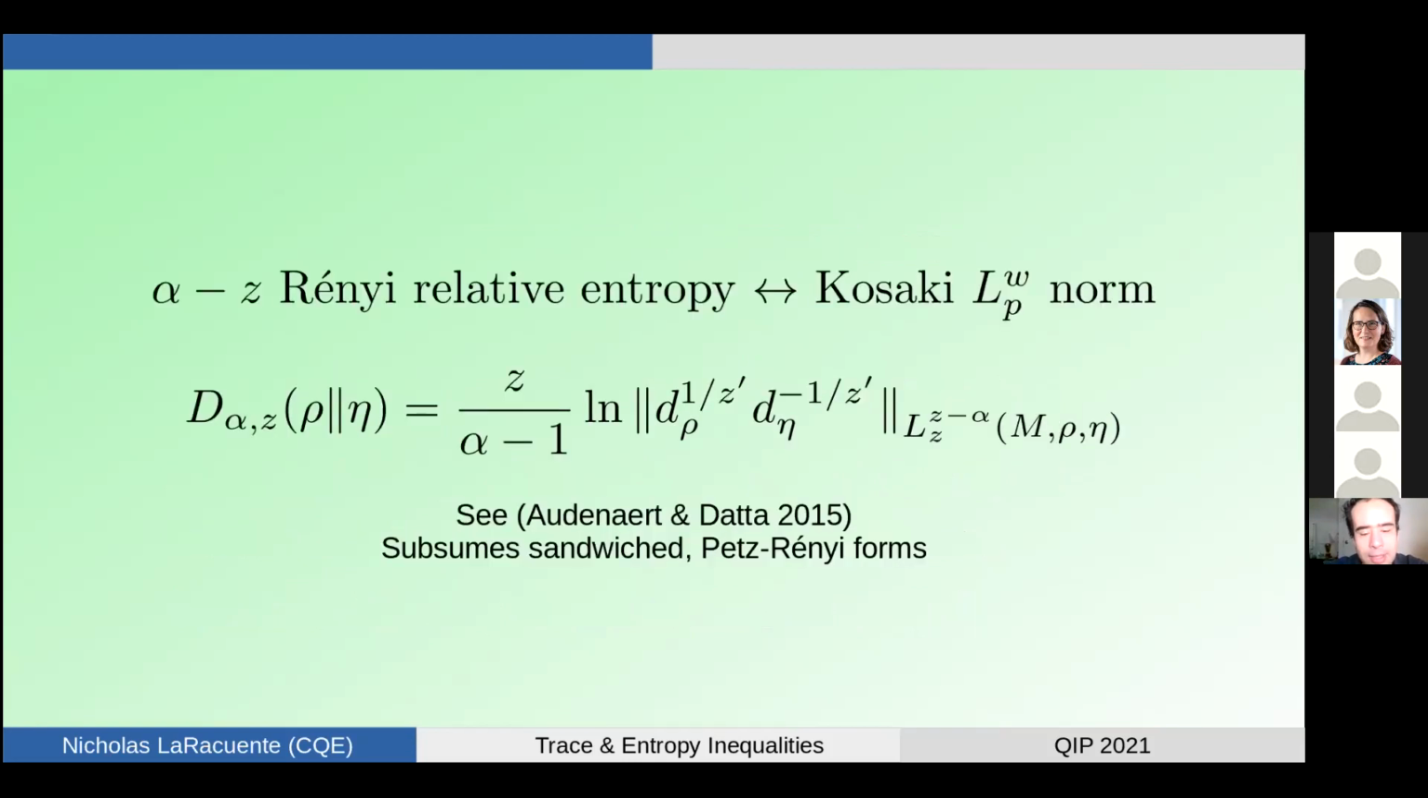And the Kosaki L^p norms have a correspondence with this generalized alpha-z Rényi entropy that was introduced in 2015. You can actually write this in terms of a logarithm of a Kosaki type norm. And this entropy subsumes, for example, the sandwiched and the Petz-Rényi entropies. And so this actually shows that there's a very direct correspondence between what Kosaki considered and the entropies that we are working with most commonly in quantum information theory.